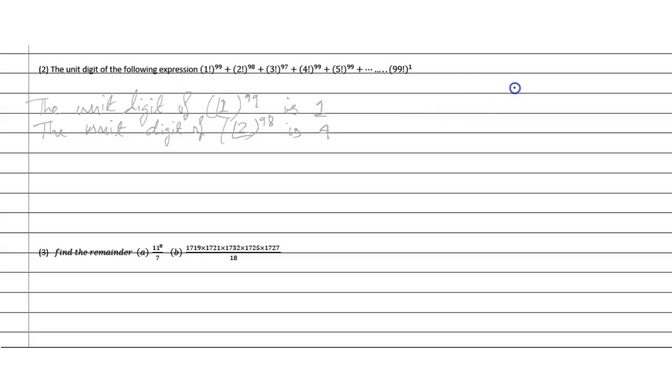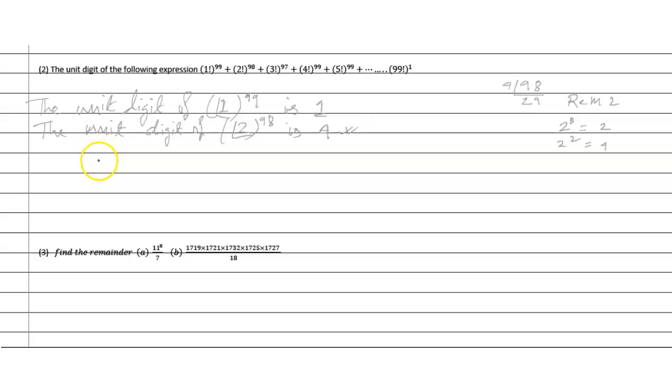How can I get that, friends? At first you take 98 divided by 4. So whatever I get, 4 times 24 is 96, so remainder is 2. When the remainder is 2, then 2 to the power 2 is equal to 4. So 4 is my unit digit.